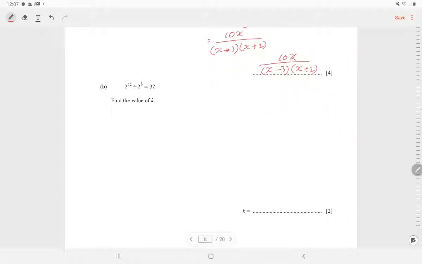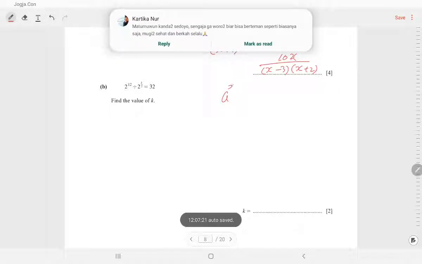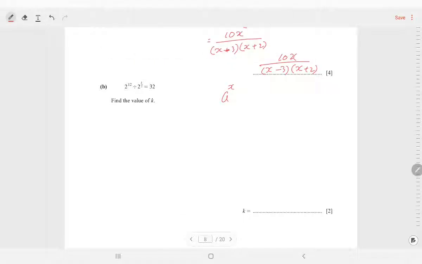Okay, next is indices. Division of the indices is subtraction of the power, remember. So we have a to the power of x divided by a to the power of y. This is equal to a to the power of x minus y.